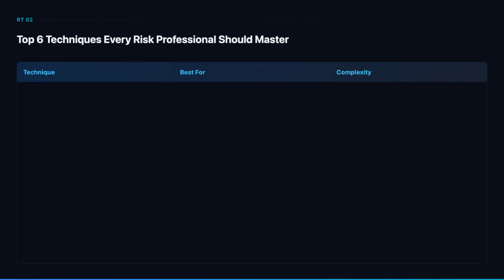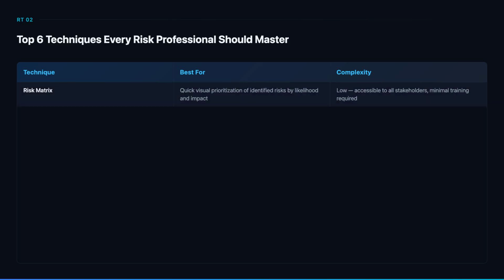While ISO 31010 covers over 30 techniques, these 6 are the most widely applicable and frequently used. The risk matrix is the most widely used technique. Plot risks on a likelihood by impact grid to create a visual priority map. It is simple enough for any stakeholder to understand and use.